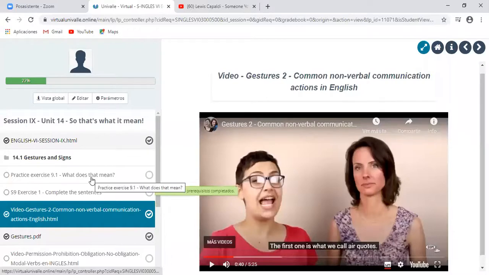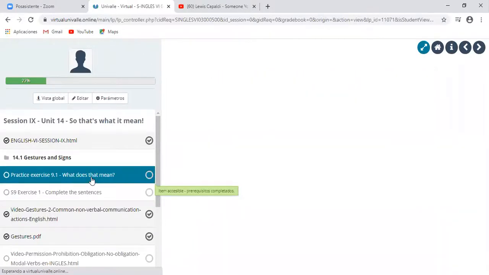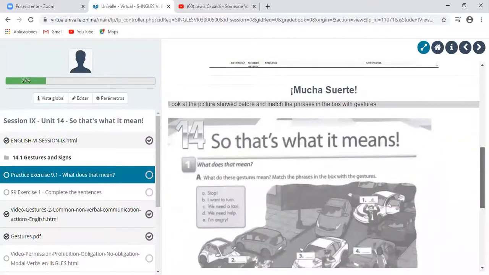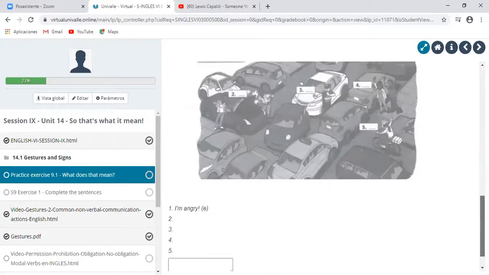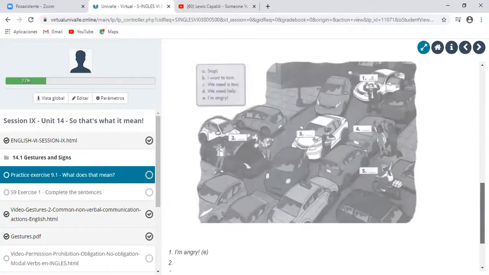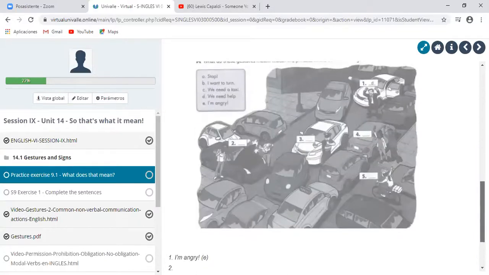Here, we have some practice exercises. What does that mean? You're going to look at an image and then you need to match the gesture with the action. So look at the pictures shown before and match the phrases and the words with gestures. For this case, we're going to be using letters. Okay, image number one refers to: I am angry.